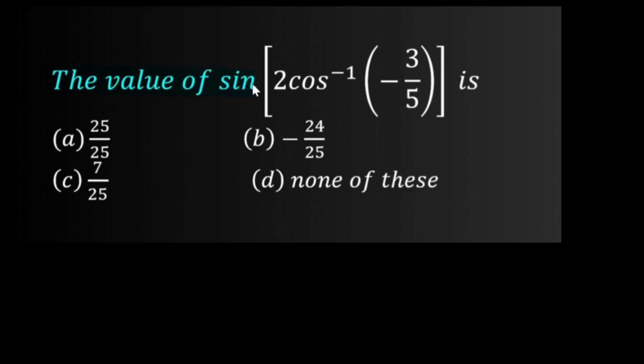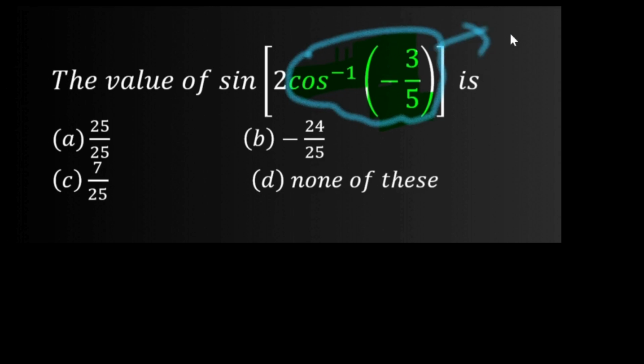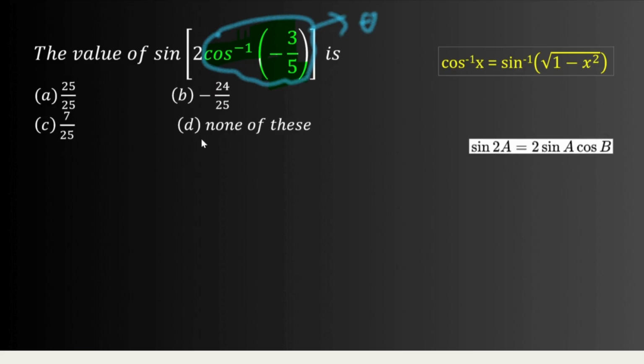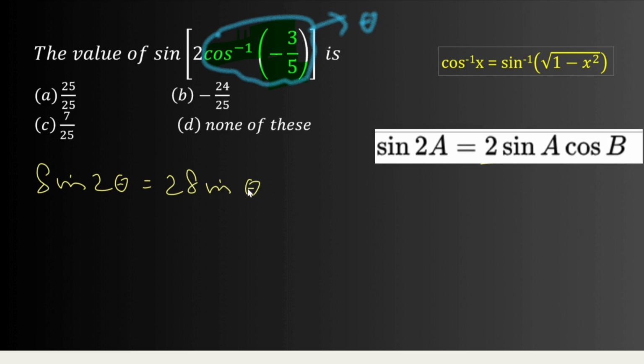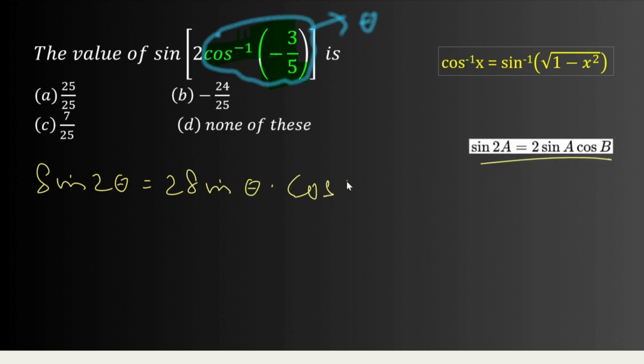Now the question is to find the value of sine of 2 cos inverse minus 3 over 5. So we are going to simplify this. The first thing we are going to do is to consider cos inverse minus 3 over 5 as theta. So this will give you sine 2 theta, and we can write sine 2 theta as 2 sine theta dot cos theta.